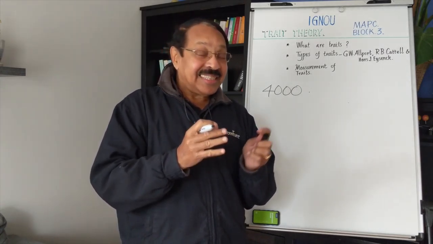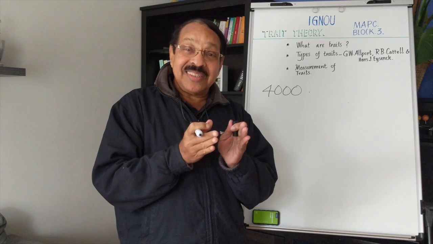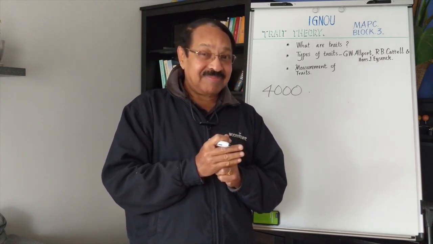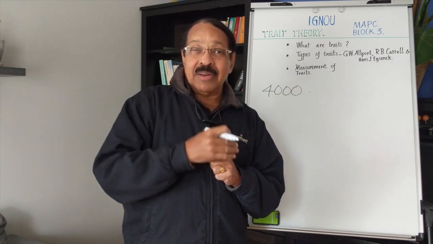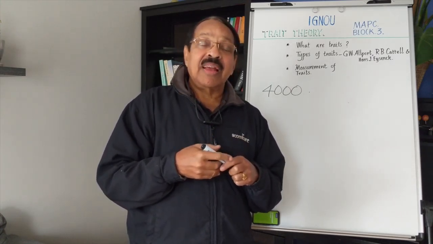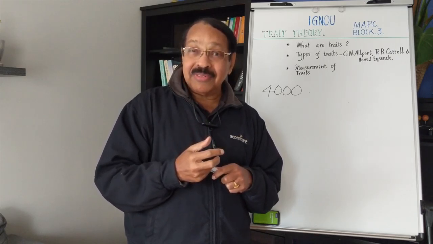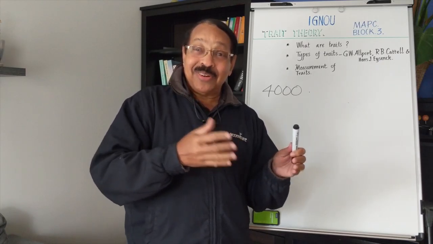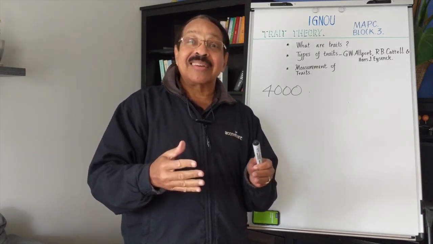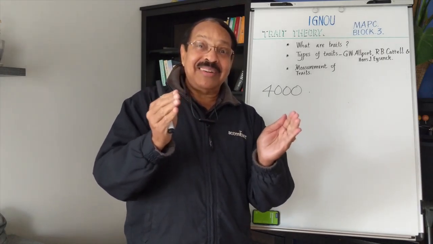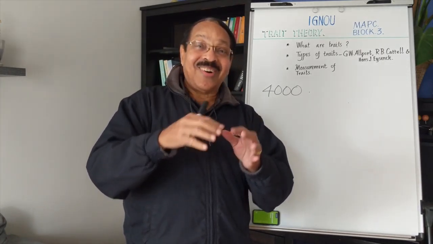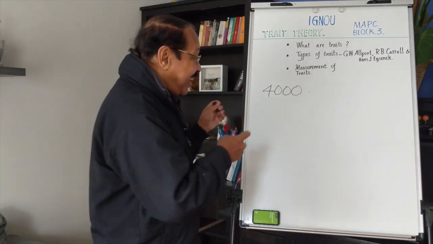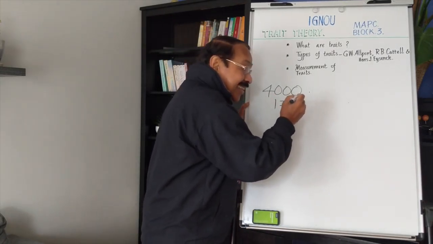From these 4,000 adjectives, he reduced the number using a statistical technique called factor analysis. I'll make it clear with an example. In the English dictionary, anxious, apprehensive, fearful, frightful, nervous. So many words are there. One word is enough: anxious. One word will condense all these characteristics, reducing them into one word. Thereby, he reduced this into 171 traits.